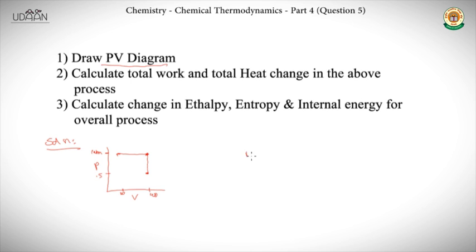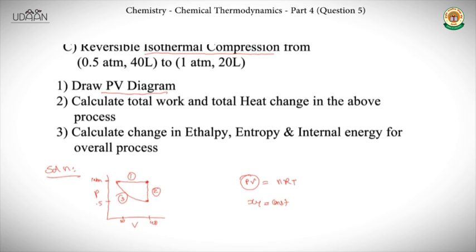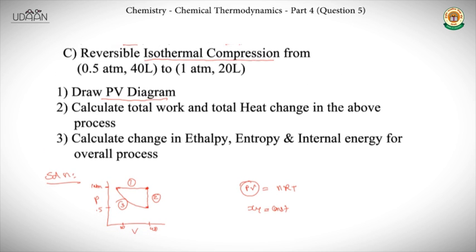Isothermal process, in the sense it is an ideal gas, PV equal to nRT. PV is constant. It will be like an xy equal to constant graph, somewhat like a hyperbola. So this is the PV diagram. First one is isobaric, second one is isochoric process, and third one is isothermal process. So the first part of the question is done. That's how your PV diagram looks.